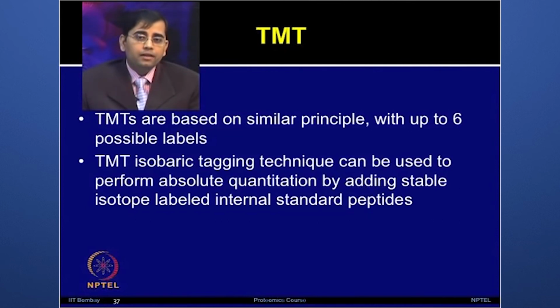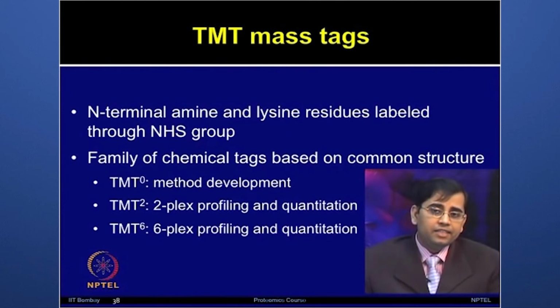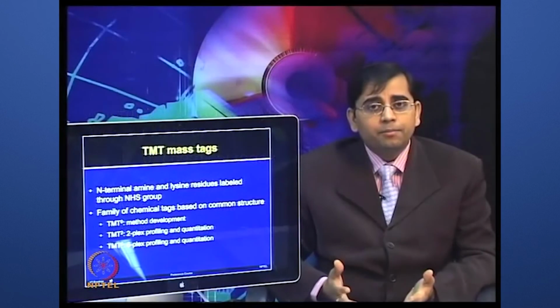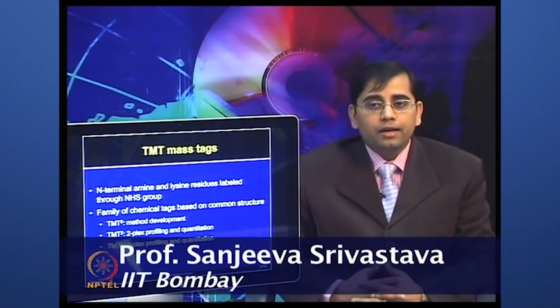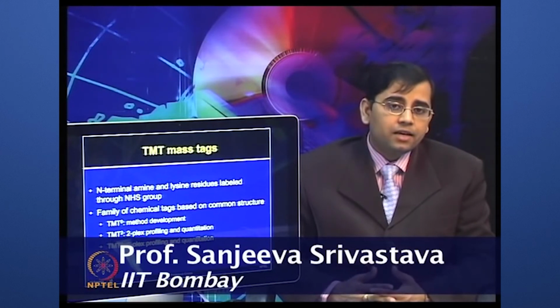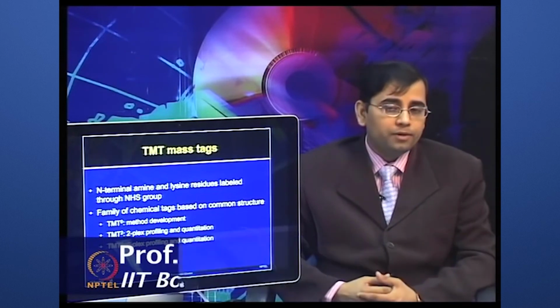In that way, the absolute quantification can be obtained. The N-terminal amine and lysine residues are labeled through the NHS group. There is a family of chemical tags which are based on common structures. The series of TMT tags available: TMT 0, TMT 2-plex, TMT 6-plex. So, these TMTs are an innovative set of isobaric mass tags for labeling proteins and peptides at amine functions, and mixing of up to 6 different protein samples is possible.